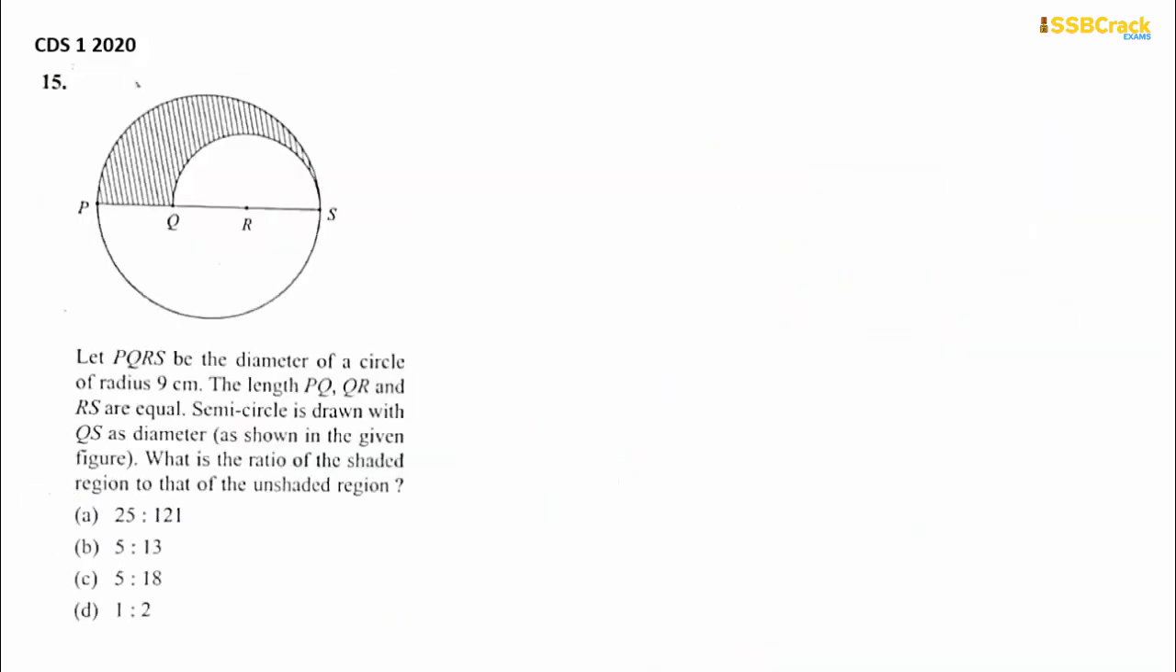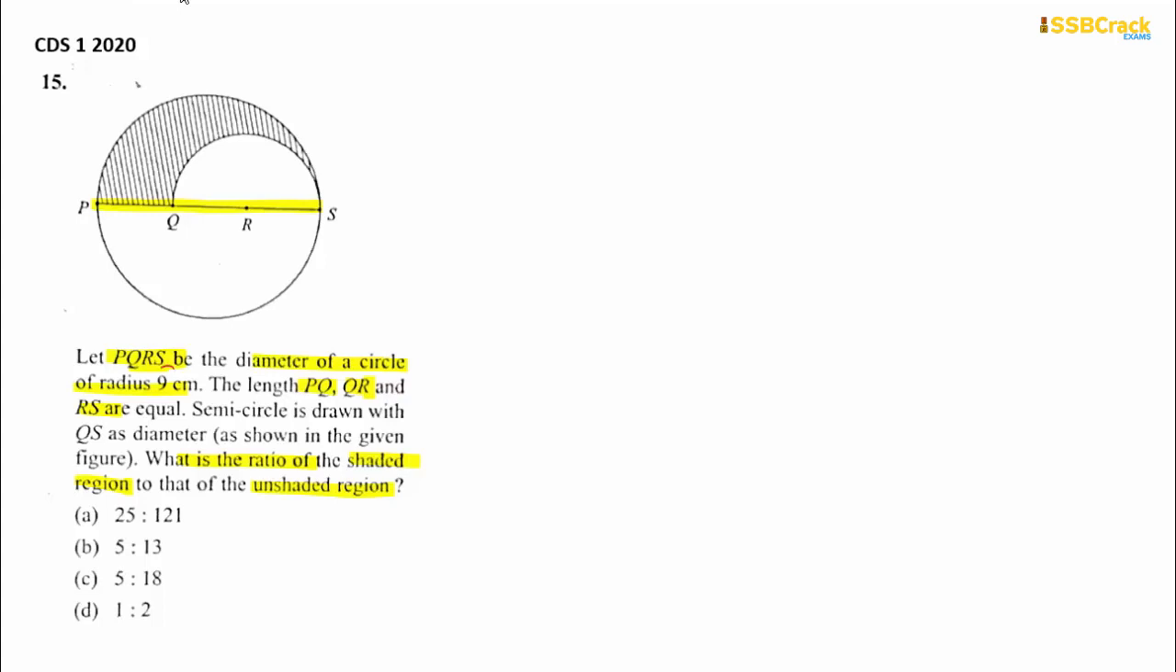Then next question based on the mensuration 2D concept, to determine the ratio of area of shaded region to that of unshaded region. But in the question the given claims were very clear that PQRS was the diameter of the circle, and that too its length was known. So this total length was known to you, it's 9 centimeter. Moreover, it's added in the question that PQ, QR and RS are equal length.